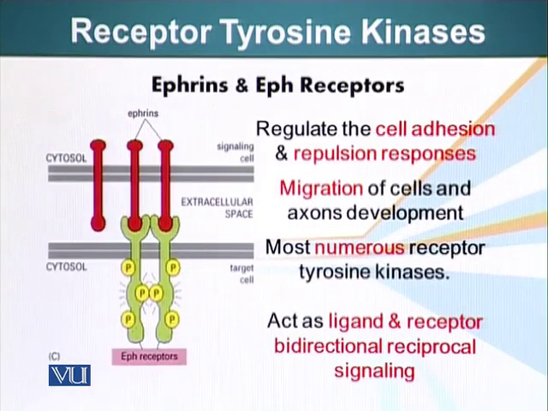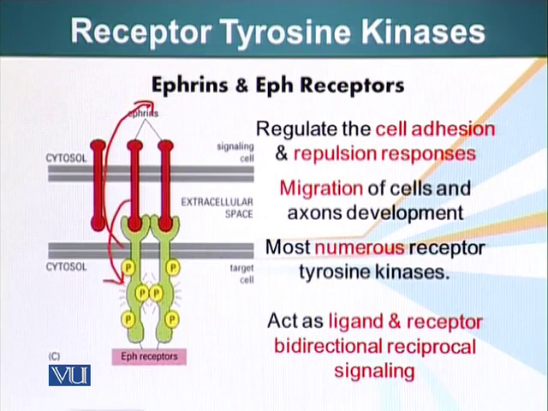Another type of receptor which is included in this category is the Eph receptor. Eph receptors regulate cell adhesion and repulsion responses, migration of the cells, and also axon development. These are the most numerous receptor tyrosine kinases. There's also a special thing about these receptors. Both the receptor and the ligand are embedded in the plasma membrane, and just as ephrins signal the receptor, the receptor also gives a signal to the ligand. So it is bidirectional, reciprocal signaling.